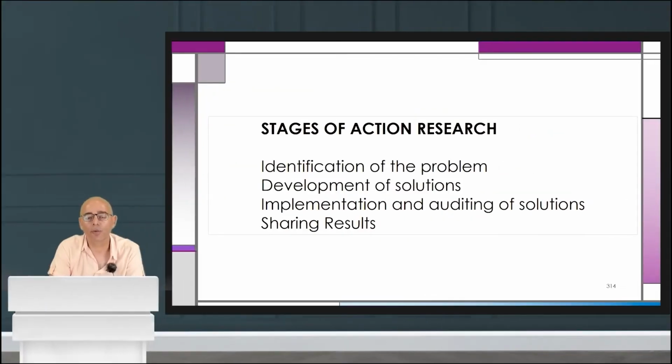The stages of action research are as such. It starts with the identification of the problem naturally, and it continues with the development of solutions for this problem. In the third place, we see implementation and auditing of solutions, and at the end, sharing results. The first and the last stages are always the same. They do not change from method to method, from one type of research to another. They always start with the observation and the identification of the case or the problem, and the whole process always ends with the publication or sharing of the results.